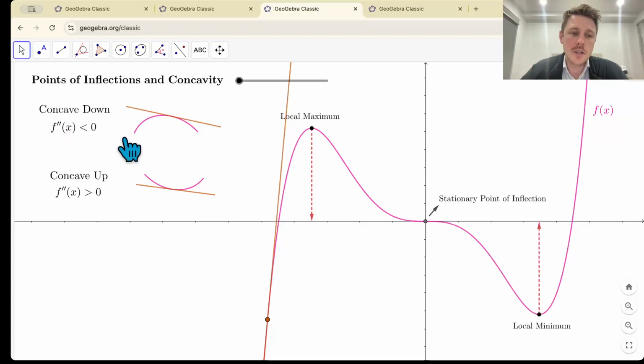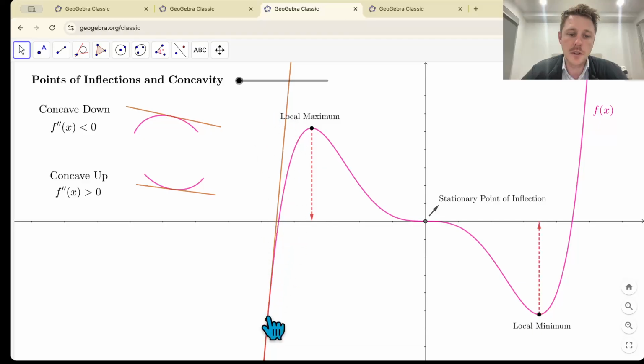Basically, we say that a function is concave down if the tangent at a point on the curve is above it, and we say it's concave up if the tangent is below it. And so what that means for the second derivative is that it's concave down if the second derivative at some x value is less than 0, and it's concave up if the second derivative is greater than 0. So let's have a look at this instance here.